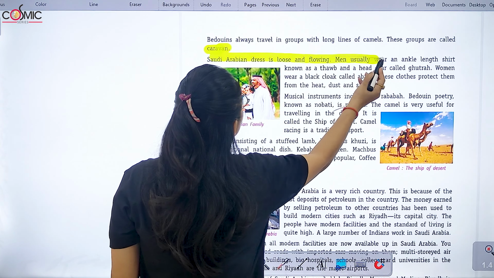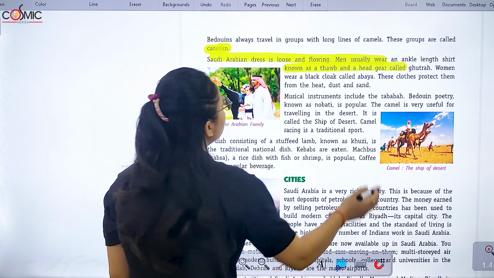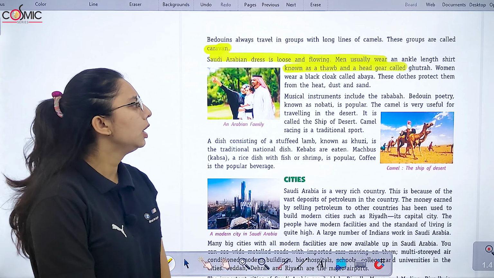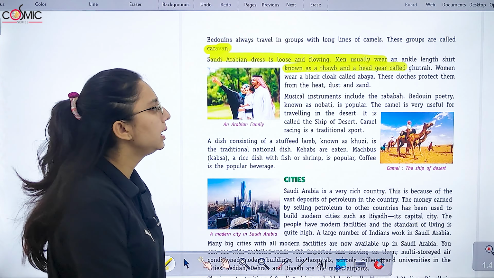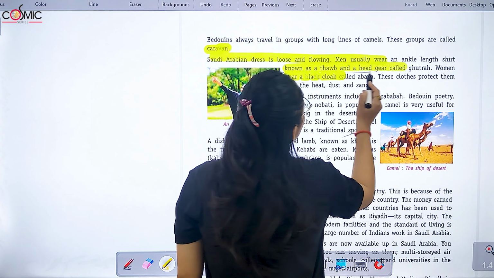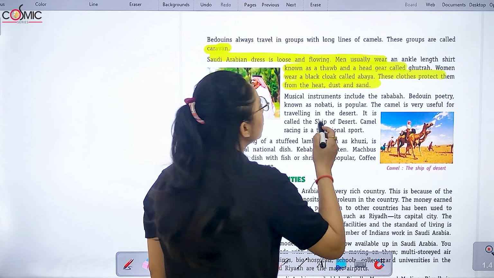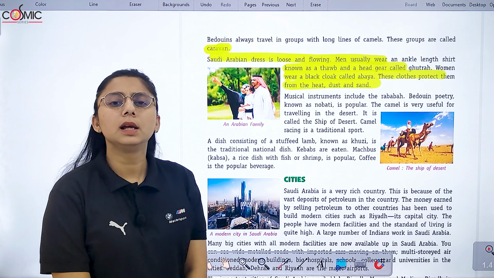And the Saudi Arabian dress is loose and flowing. Men usually wear an ankle length shirt, इसको हम thobe कहते हैं, और head gear called gutra. Women wear a black cloth called abaya, and these clothes protect them from heat, dust and sand.